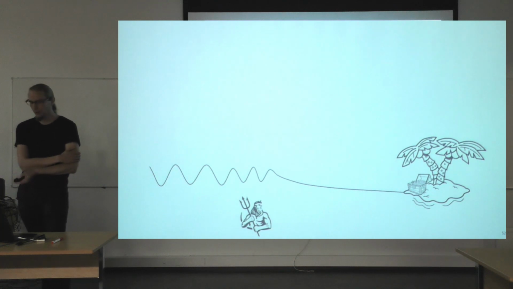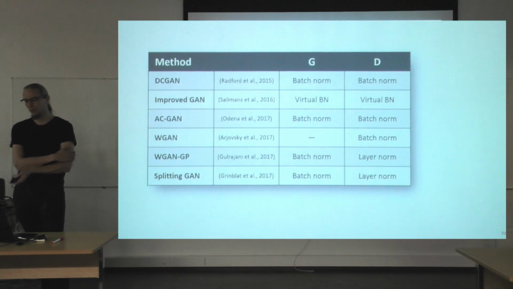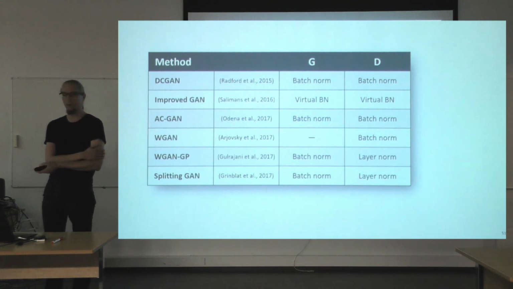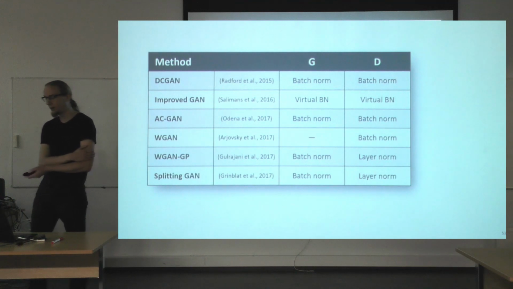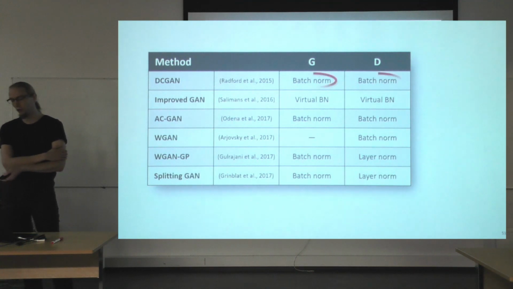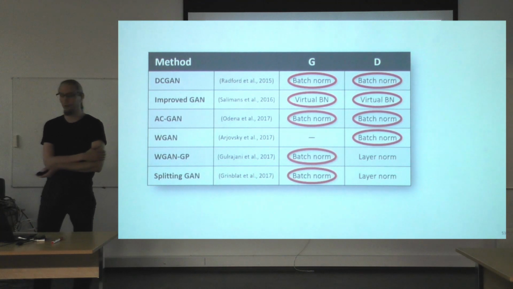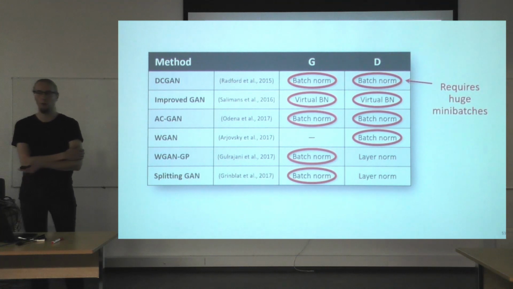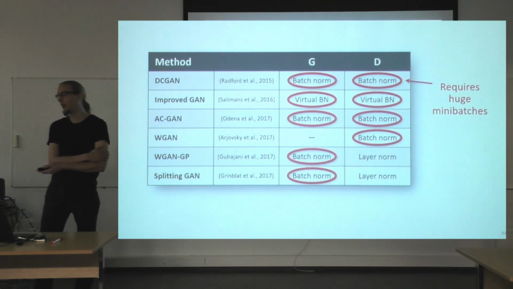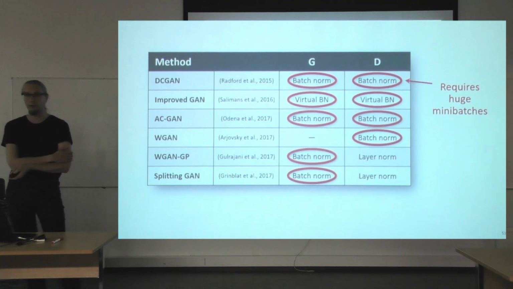We have noticed that this kind of effect is always accompanied by a sudden escalation in signal magnitudes flowing through the networks. And if we look at previous techniques, it's no wonder that we can see a lot of normalization techniques being applied to usually both networks, because normalization is a good way to avoid such an escalation. Furthermore, we can see that pretty much all of the techniques employ batch normalization. This is problematic because batch normalization requires huge mini-batches, and we cannot afford them at high resolutions.